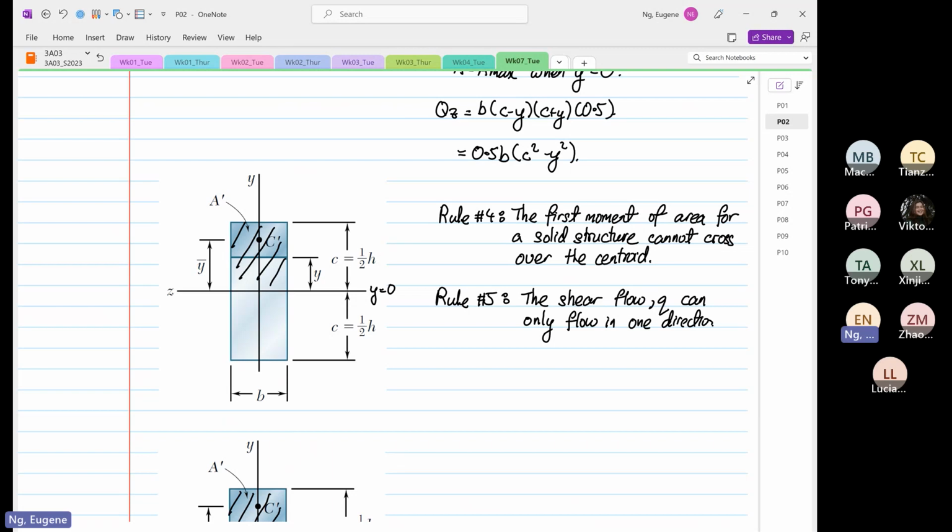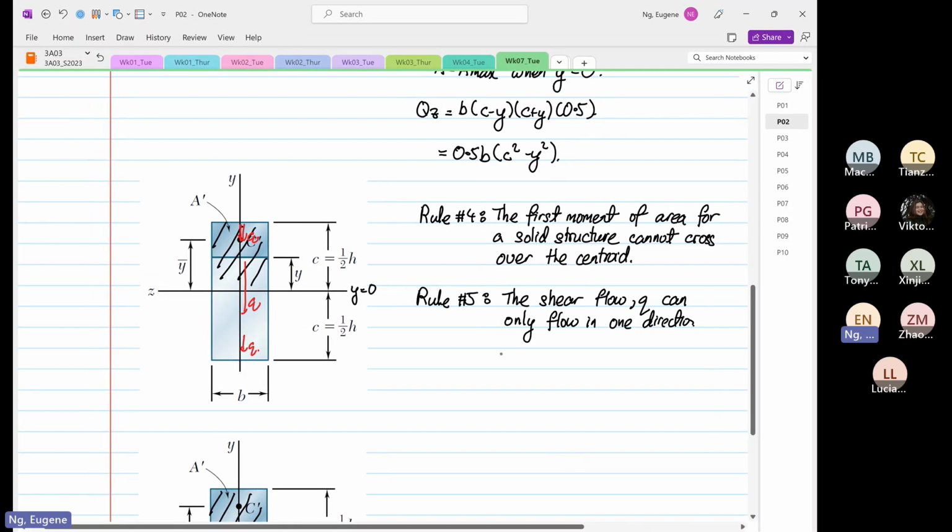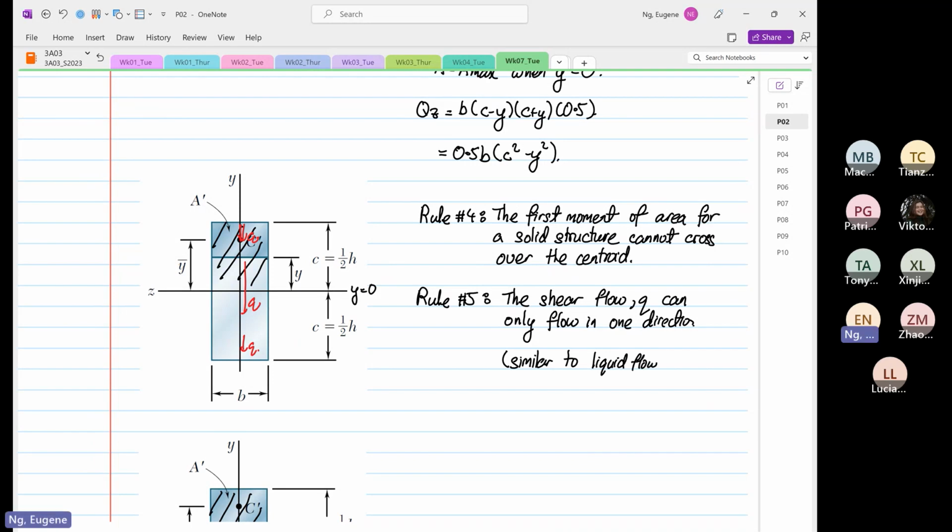So if I were to construct our shear flow, it will look like this. So this is Q, this is Q, and this is Q. And if you look at shear flow, the word flow is very similar to liquid flow, the flow of liquid from top to bottom.